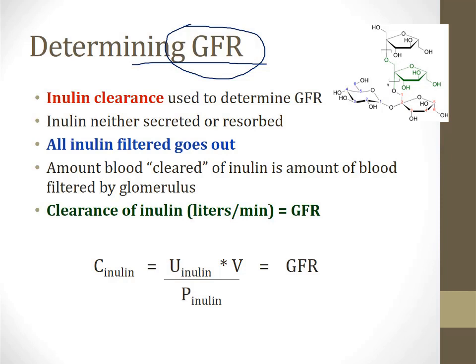The first substance I'll talk about is inulin. Inulin clearance can be used to measure the GFR. Inulin is not naturally occurring and not naturally found in the body. It's a saccharide substance with the chemical structure shown on the screen, and you can administer it to a patient and determine the clearance of inulin to experimentally measure the GFR. The reason inulin clearance can be used to measure GFR is because inulin is neither secreted nor resorbed by the nephron, so any inulin that is filtered at the glomerulus goes out.